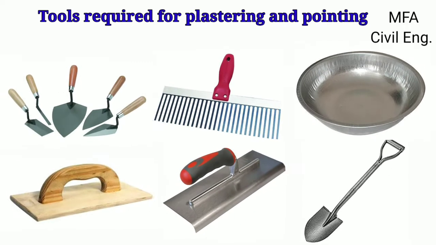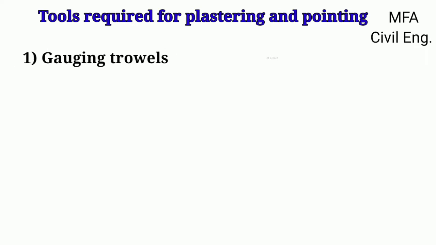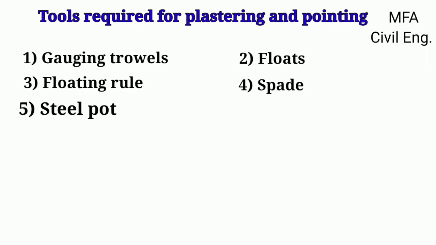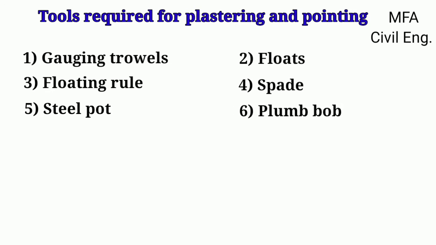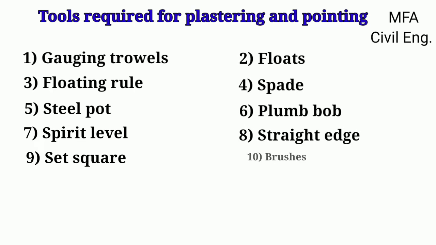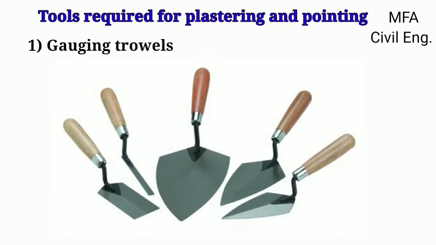The various tools which are commonly used for the plastering work as well as in pointing work are as follows: gauging trowels, floats, floating rule, spade, steel pot, plumb bob, spirit level, straight edge, set square, brushes, corner edge, and scratchers. Gauging tools are commonly used to apply the mortar on the surface to be plastered.